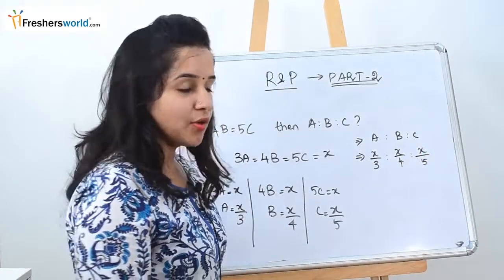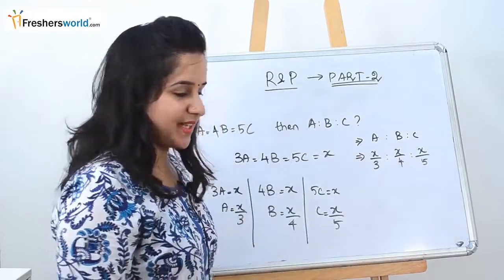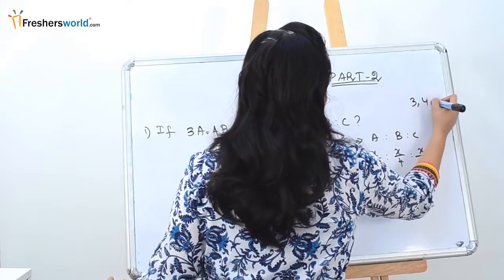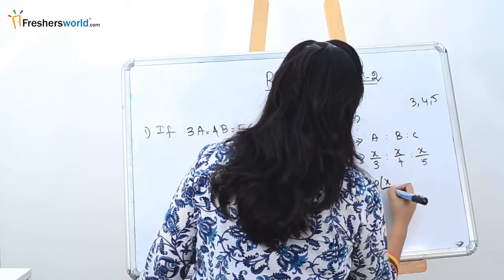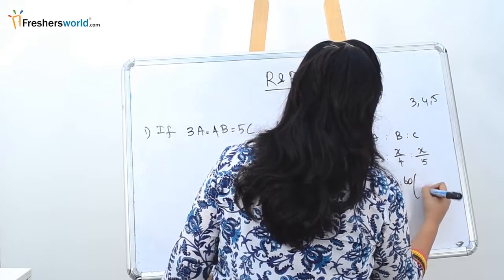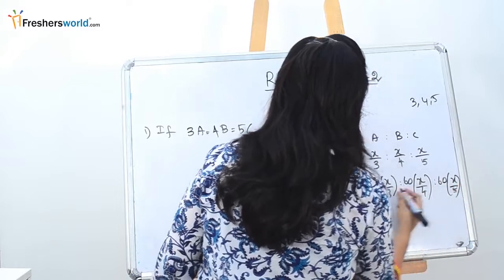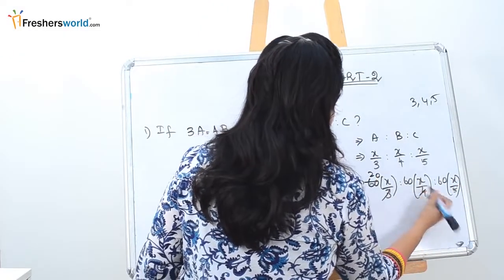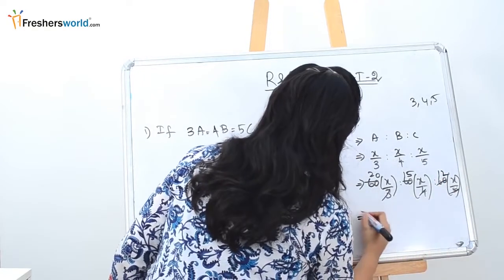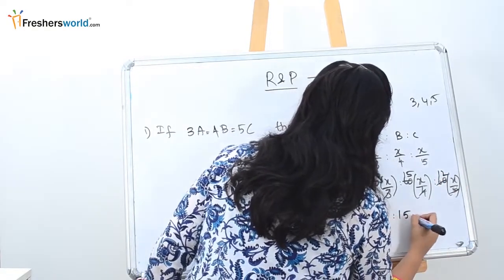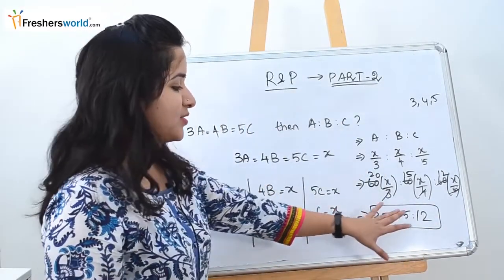So in the earlier video, we said that if we multiply a common number across the ratio, the ratio will remain the same. So we are going to take the LCM of 3, 4 and 5. So 4 3s are 12, 60. So 60 into x by 3, 60 into x by 4 and 60 into x by 5. So this goes for 20, this goes for 15, this goes for 12. So it is nothing but 20 is to 15 is to 12. So your A is to B is to C is nothing but 20 is to 15 is to 12.